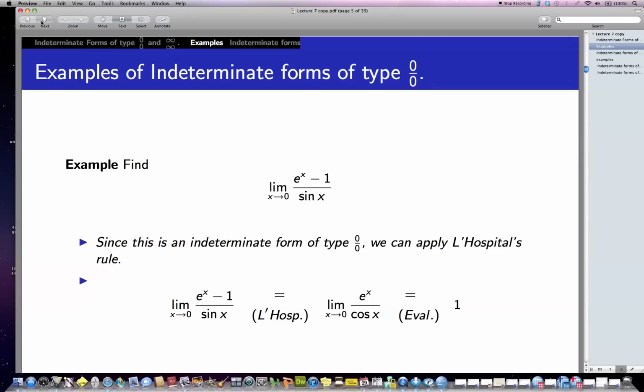So if we apply L'Hopital's rule, L'Hopital says that the limit as x goes to 0 of e to the x minus 1 over sine x is the limit of the quotient of the derivatives. And that's the limit of e to the x over cosine of x. And both of those approach 1 as x approaches 0, so the limit is 1.